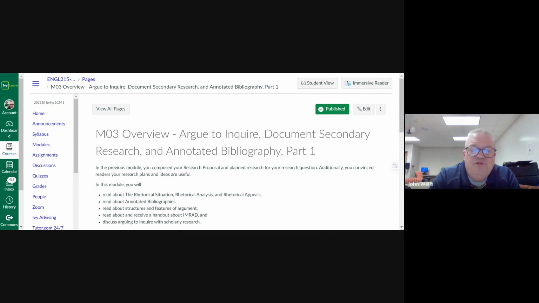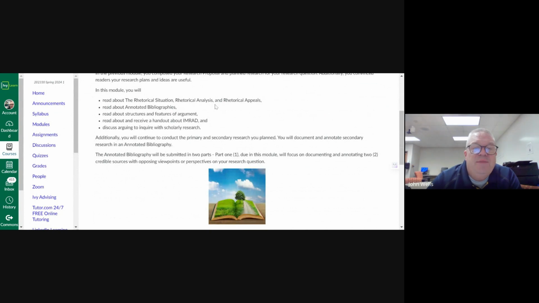This is the module where we really start to dive into our sources and start doing our annotations. So if we take a look at the introduction, we're going to do some studying about what annotated bibliographies are, what rhetorical situations and rhetorical appeals are, giving us a lot of really good foundational material to work with, both as we start to write our paper and as we are looking at our sources.